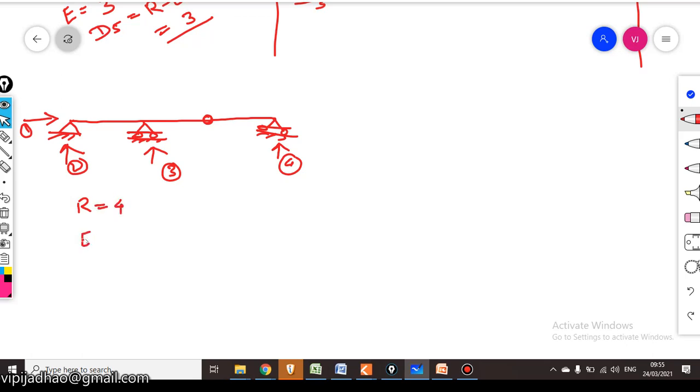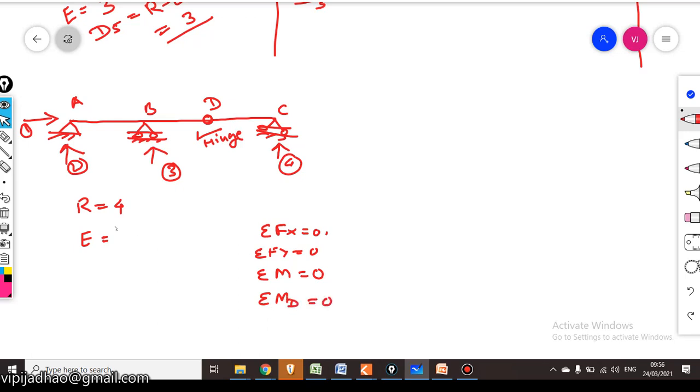In this particular case, the equations of equilibrium available are summation of forces in x direction equal to 0, summation of forces in y direction equal to 0, summation of moment about any point equal to 0, and one additional equation of equilibrium will be available, that is summation of moment about this particular hinge, that is at point D, equal to 0. So total number of equations of equilibrium for this particular case will be equal to 4.